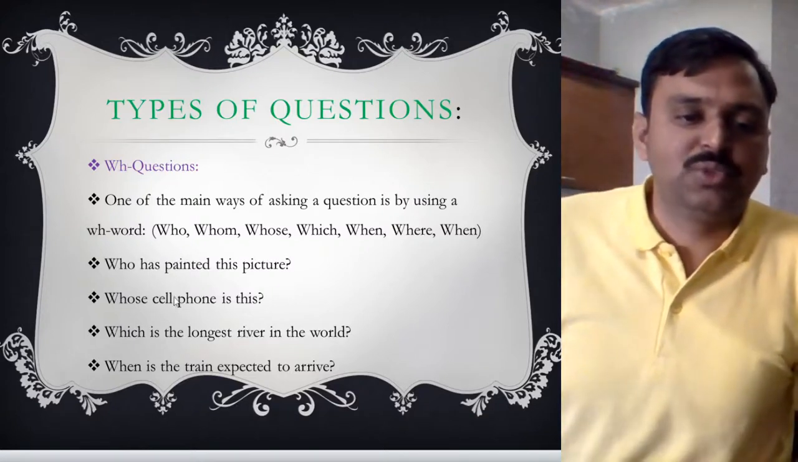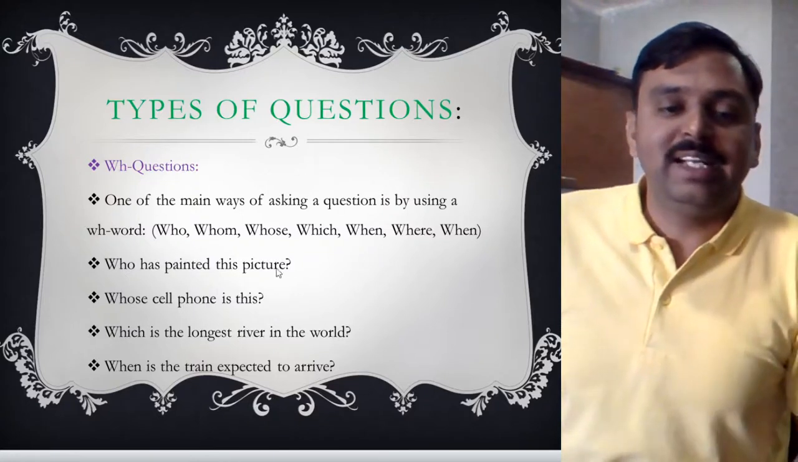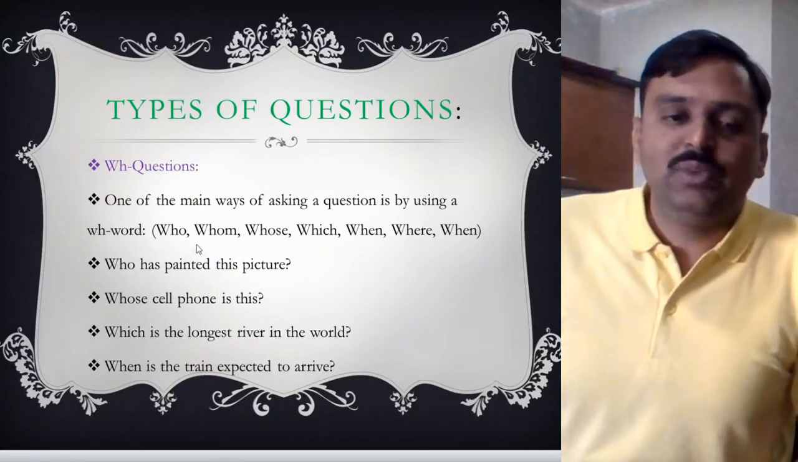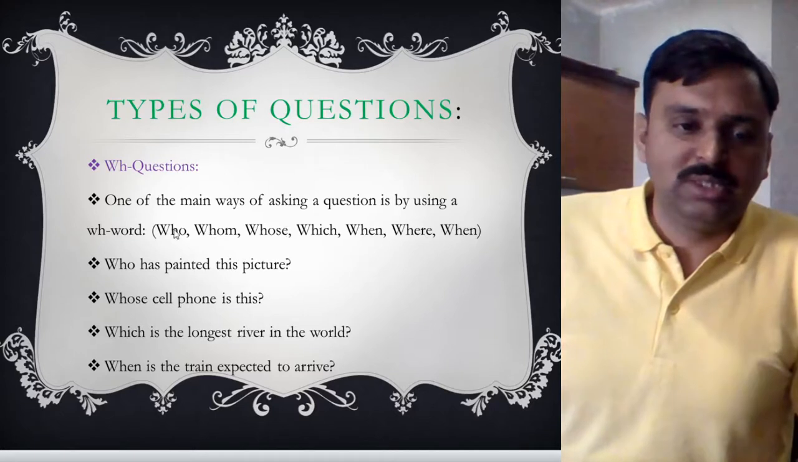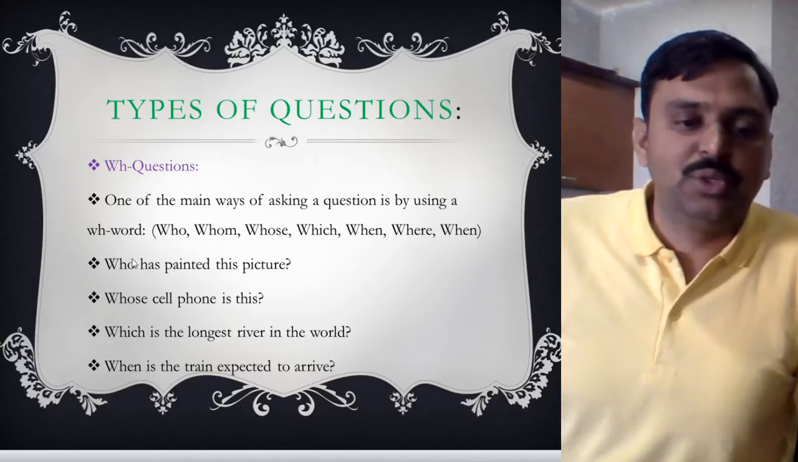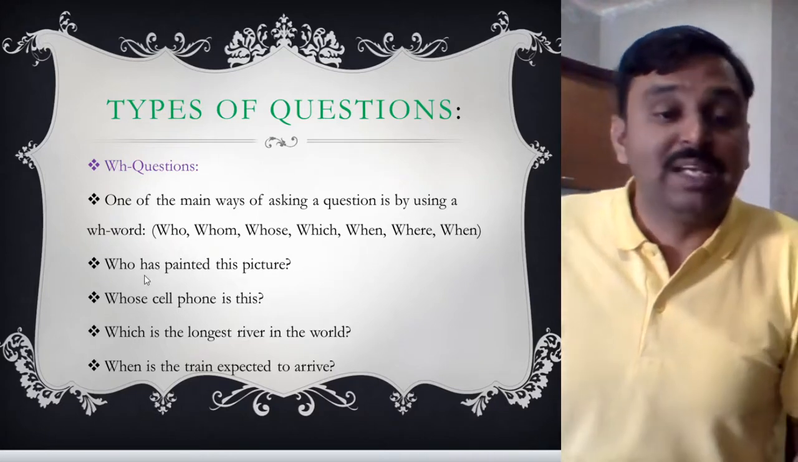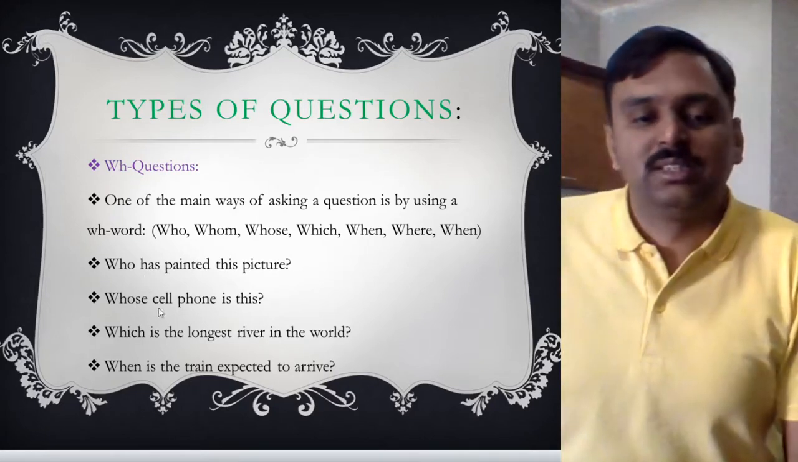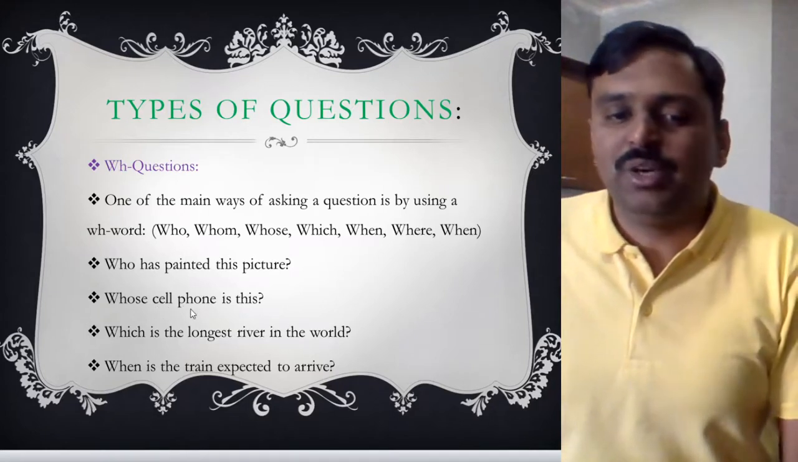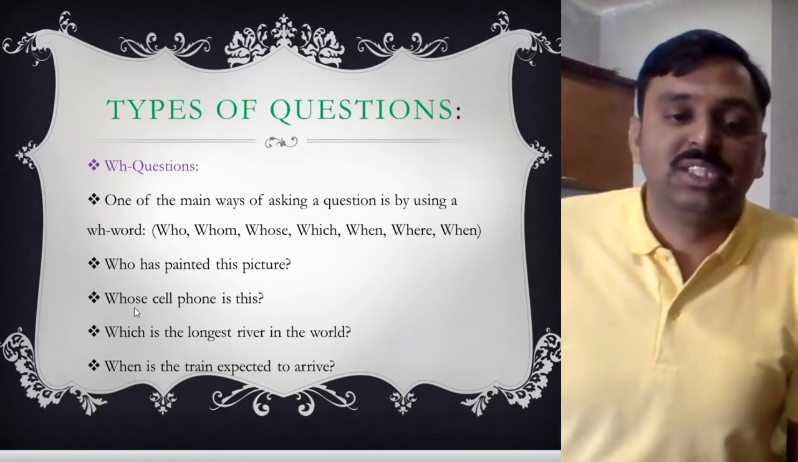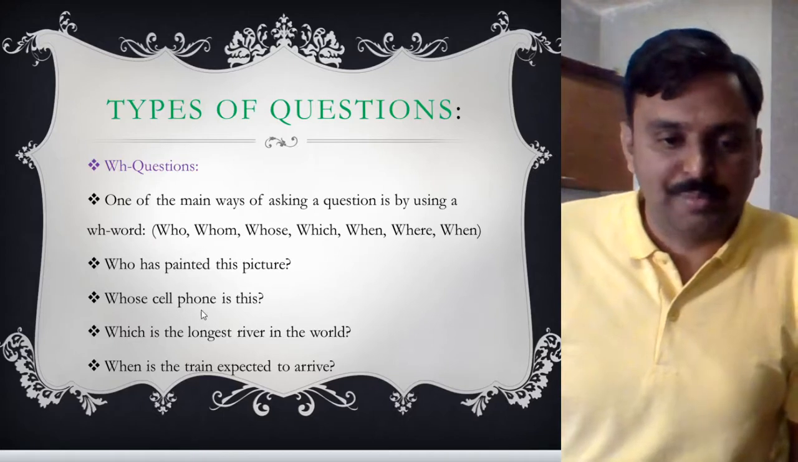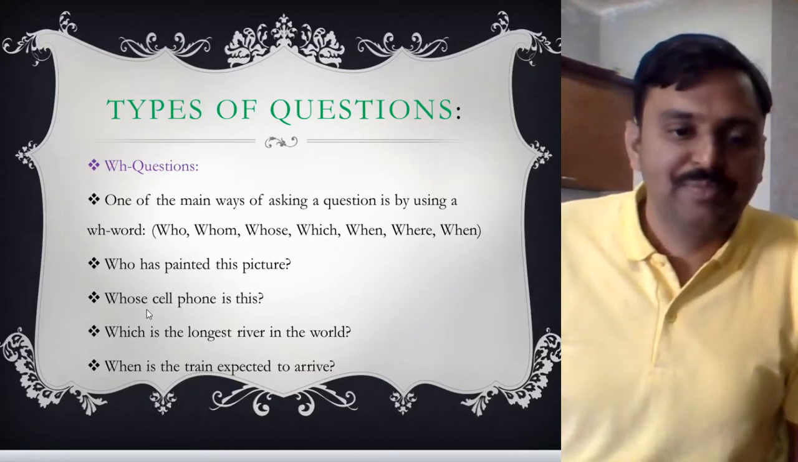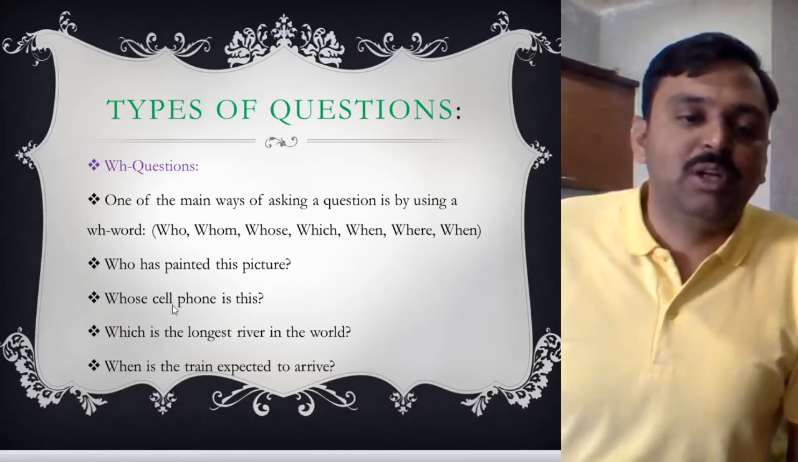So look at the first question. Who has painted this picture? Remember that whenever using these WH words, after that you must use the helping verb, like who has painted. So has is the helping verb here. Then, whose cell phone is this? Here we directly use a noun because it shows possession, like whose cell phone. So whose is used here. It tells you whom it belongs to.